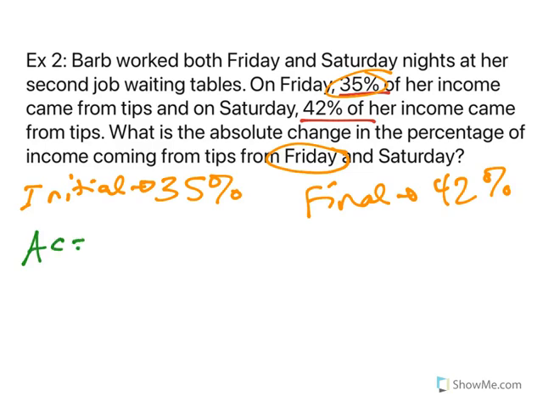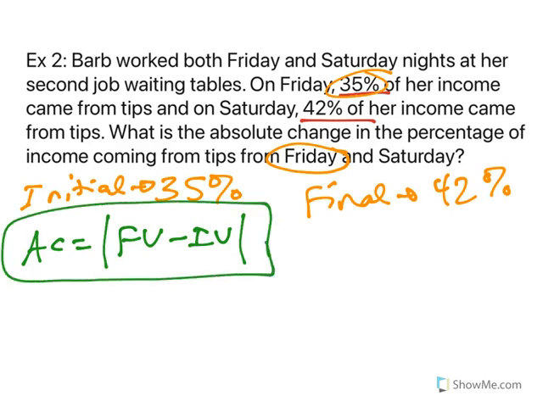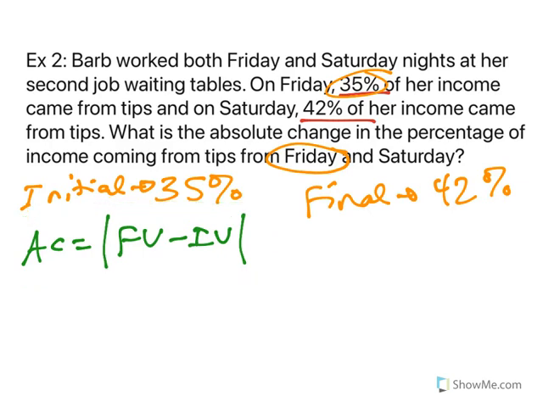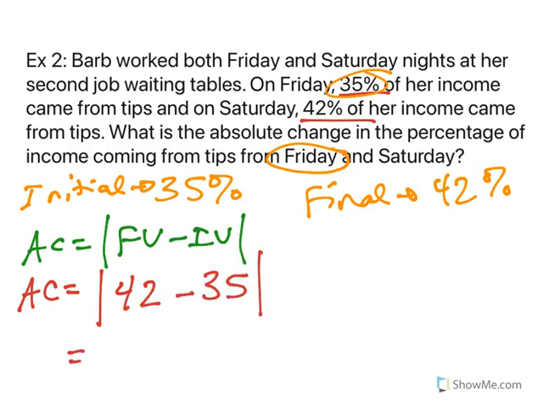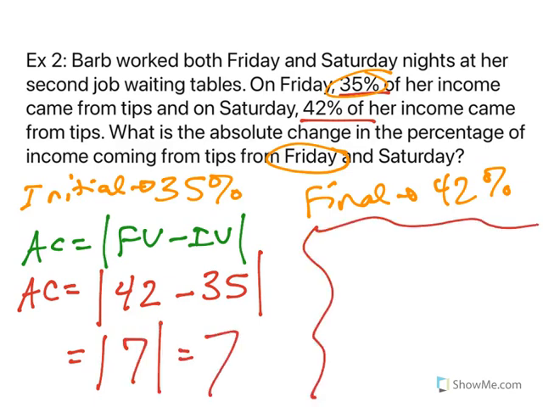Again, absolute change, absolute value of final value minus initial value. If you struggle remembering how these things work, I highly recommend you write it down in symbols. Talk out loud. If you're not talking to yourself, you're missing advice from somebody brilliant. That's what I always say. So let's plug in what we know. Final value, 42. Initial value, 35. Okay, when I subtract those, 42 minus 35 is 7, and the absolute value of 7 is 7.